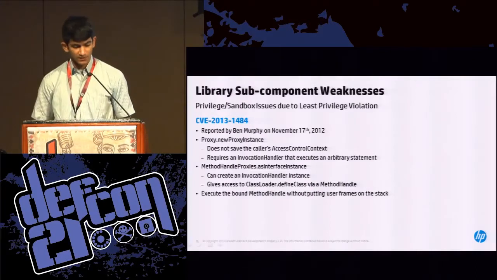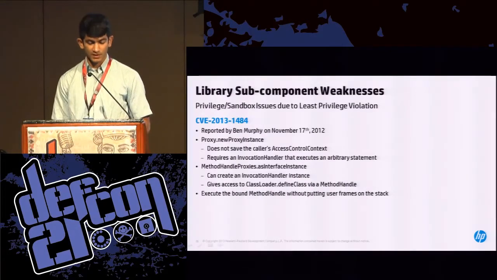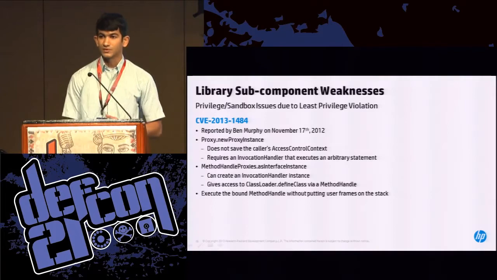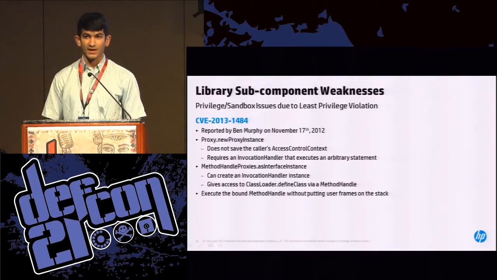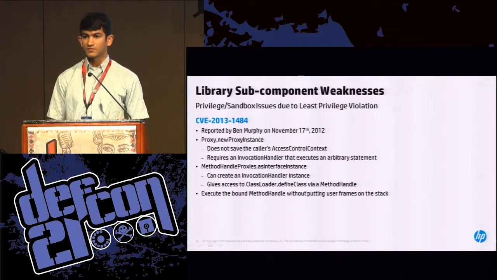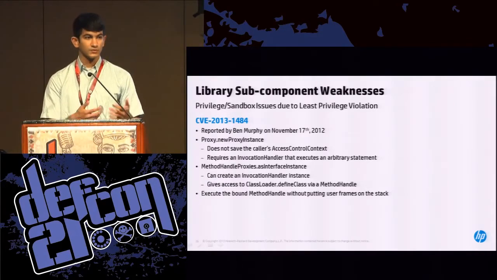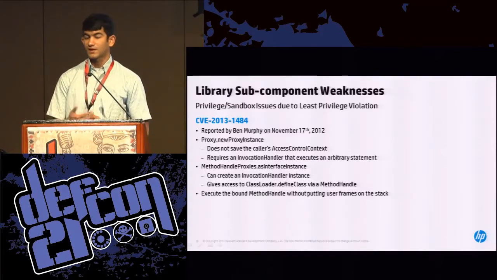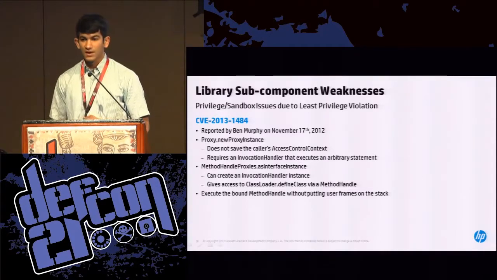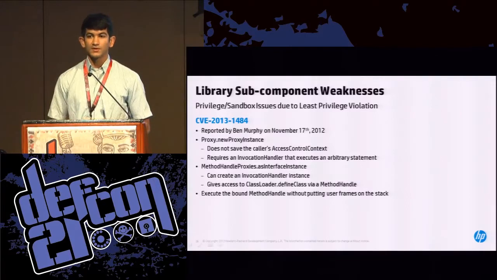The next weakness is also in the library subcomponent, and it is a privilege and sandbox issue due to least privilege violation. Least privilege violation exists because of the access controller's doPrivileged blocks. They take 2 arguments, the first of which is a class that can be anonymous or otherwise that exposes a run method. This run method will get run in a different context than the one you're currently within.